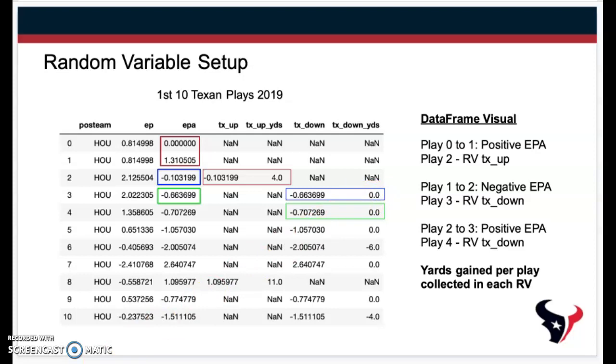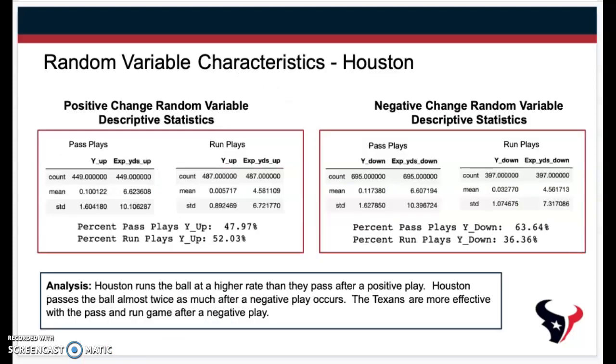And we did this for 2 years. So understanding the structure of how we were getting our expected values, here's some really interesting statistics. When we split up the positive, the Y up, and then the Y down, both for the pass and the run plays for the Houston Texans, you can see the amount of each.